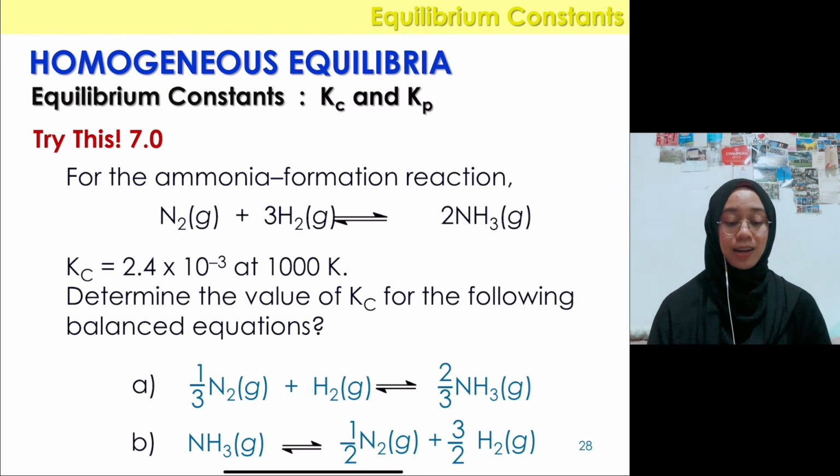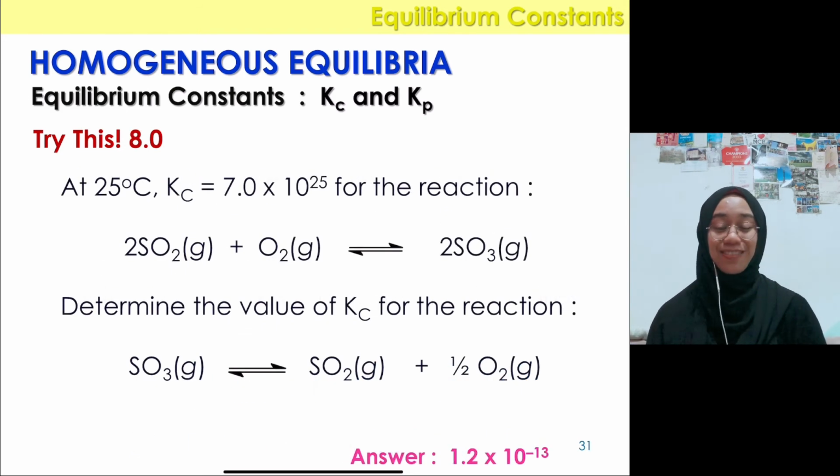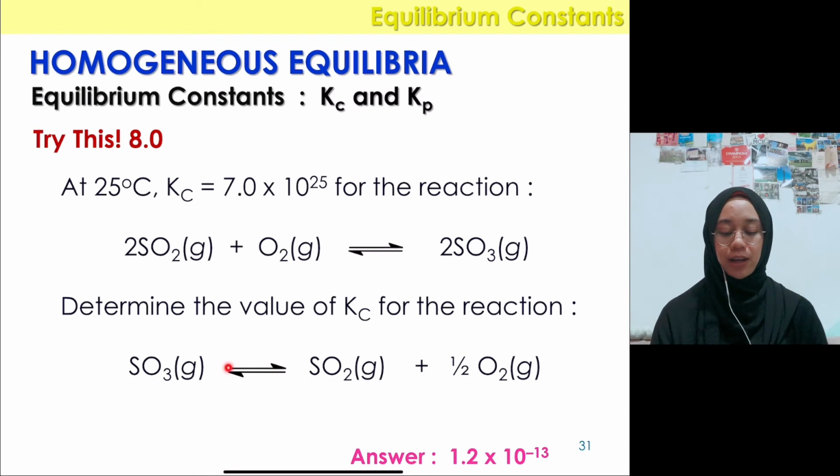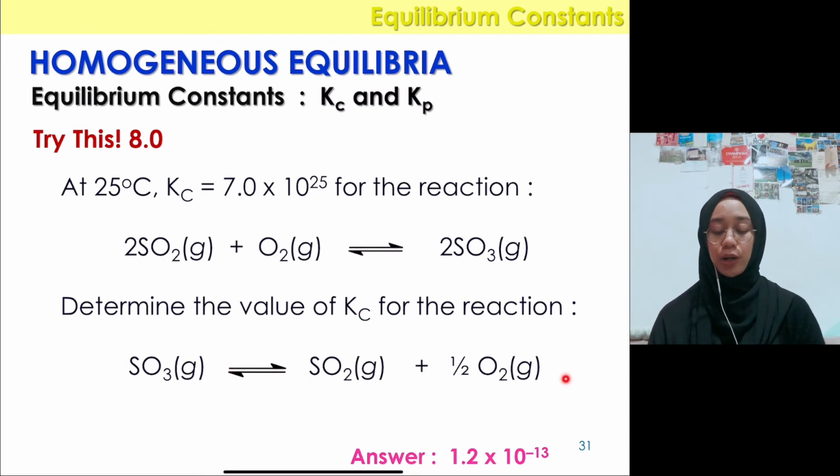Okay, and then belum lagi masih ada 8.0, tapi try this 8.0 ni, you are given a new set of equation. So you are asked to determine the value of KC untuk equation yang bawah ni pula. Tapi dah ada answer dah. Okay, so you can try it.